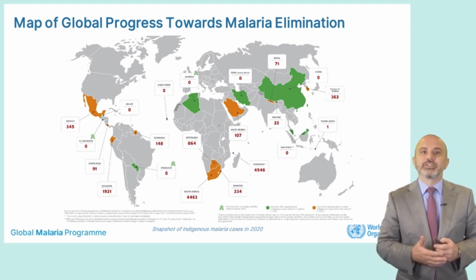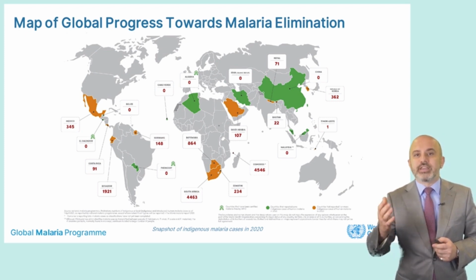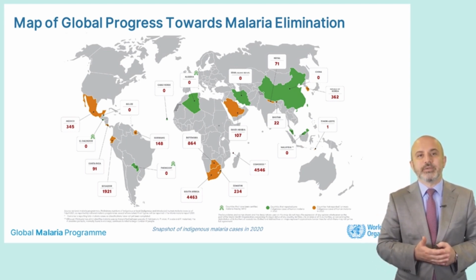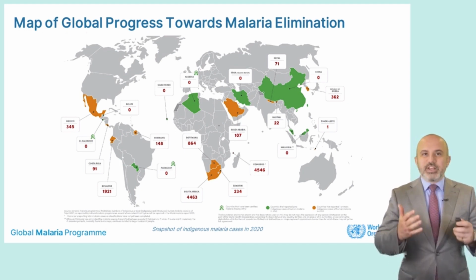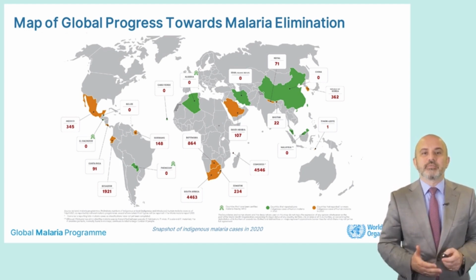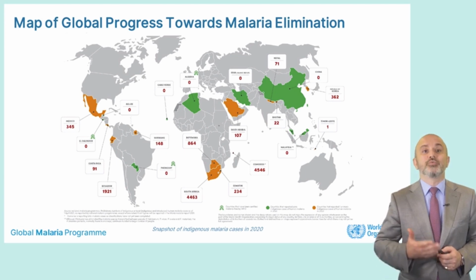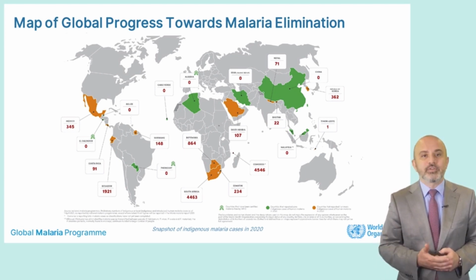WHO is working very closely with these countries, monitoring their case numbers and providing a range of technical assistance to help improve their program performance and efficiency. In 2018, Paraguay and Uzbekistan were awarded WHO certification of malaria elimination. In early 2019, Algeria and Argentina achieved certification, and in 2021, both China and El Salvador were certified as malaria-free.